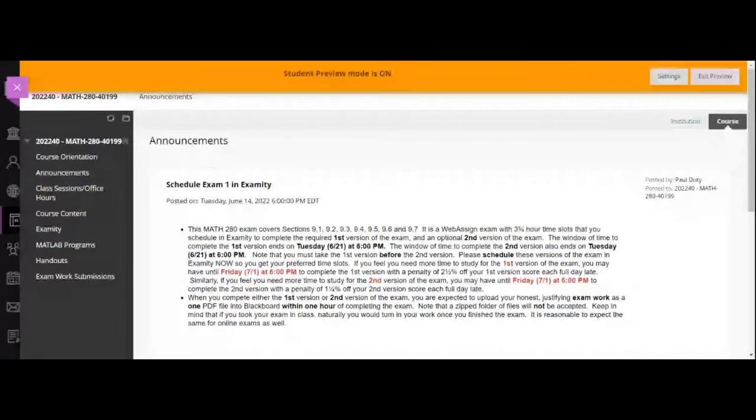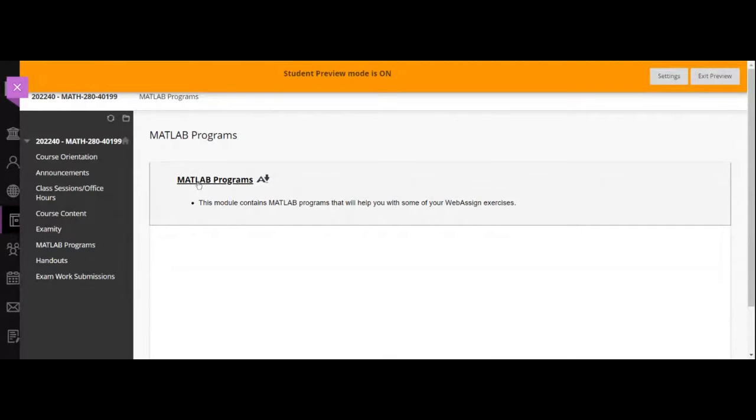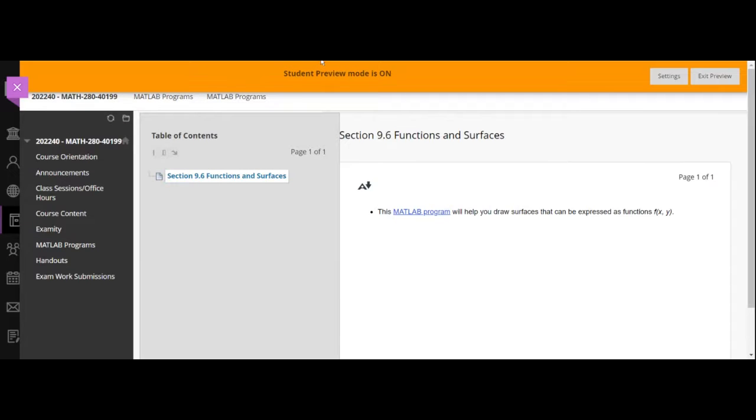So I'm going to click on MATLAB Programs. This module contains MATLAB programs that will help you. Click on MATLAB Programs, and there is a link right here. This MATLAB program will help you draw surfaces when you have functions of x and y. Click on the program, and it should bring up what's called an M file.